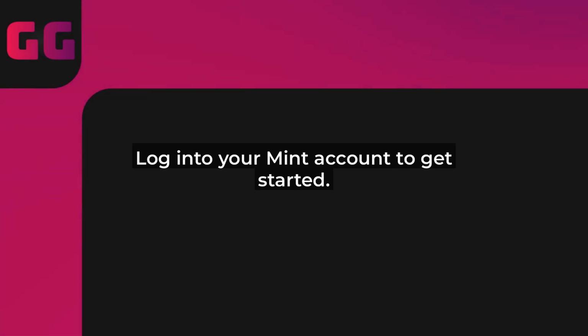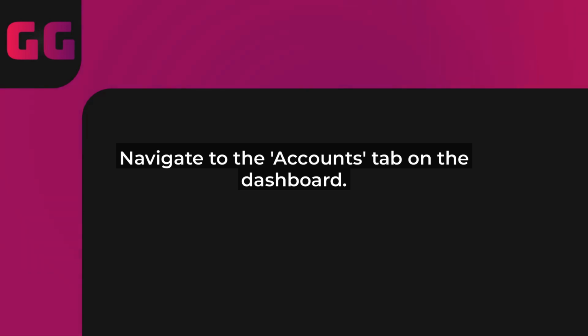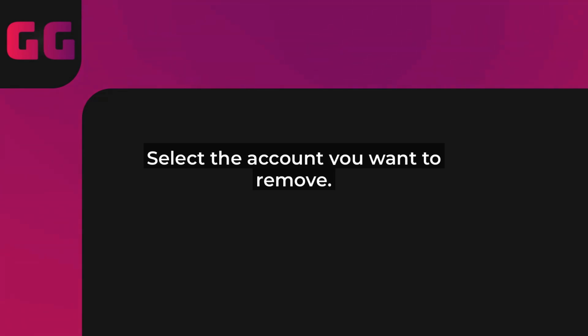First things first, make sure you're logged into your Mint account on the app or website. If you're not already signed in, go ahead and do that now. It's the key to accessing your settings. Once you're in, head over to the main dashboard. Look for the Accounts tab, usually found in the menu on the left side or at the top of the screen. This is where all your linked bank accounts, credit cards, and investments are listed.